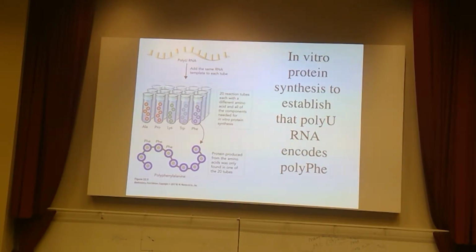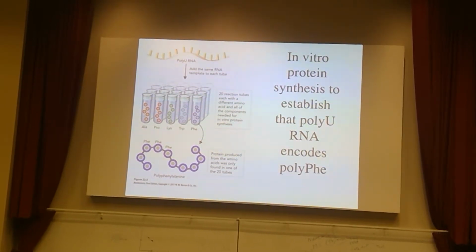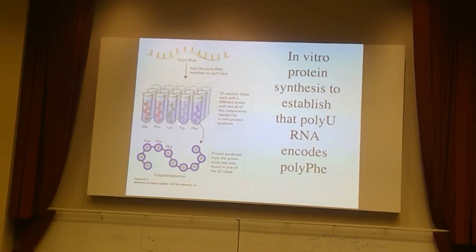We're going to create a whole bunch of test tubes. We're going to put our cell-free expression system in there, all the ribosomes, all the substrates that they would need, the ATP, etc. And we're also going to include different amino acids in each of these test tubes. We're going to add the same RNA to each of these. And in only one case will the ribosome be able to polymerize those amino acids and make a protein chain.